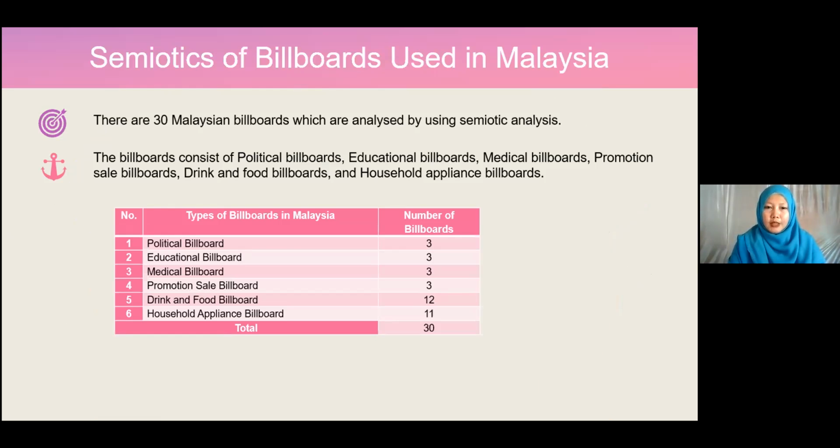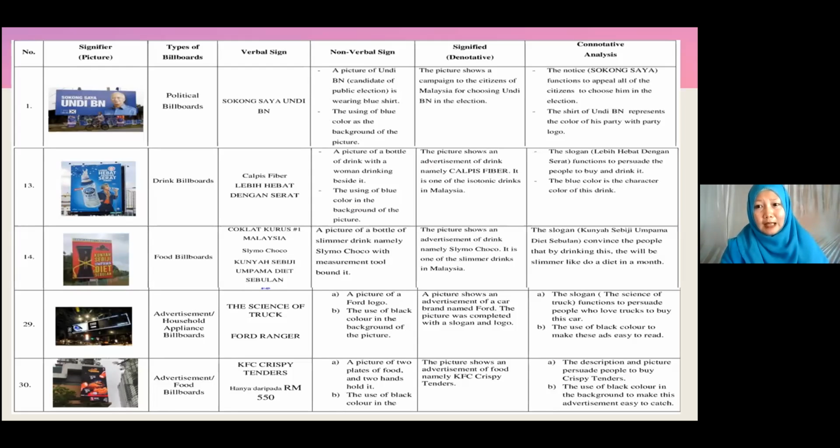For political billboards, there are 3. For educational billboards, there are 3. For medical billboards, there are 3 also. For promotion sale billboards, there are 3. For drink and food billboards, there are 12. And the last is household appliance billboards, there are 11. So the total is 30 billboards. This is a sample of the semantic analysis of a billboard. We find the verbal sign, the non-verbal sign, and then we give the denotative sign and connotative analysis.